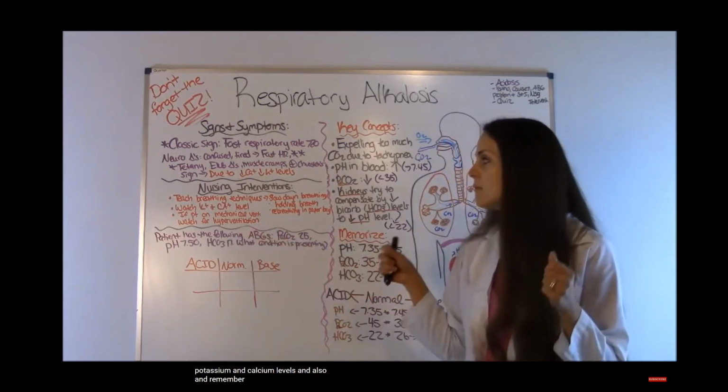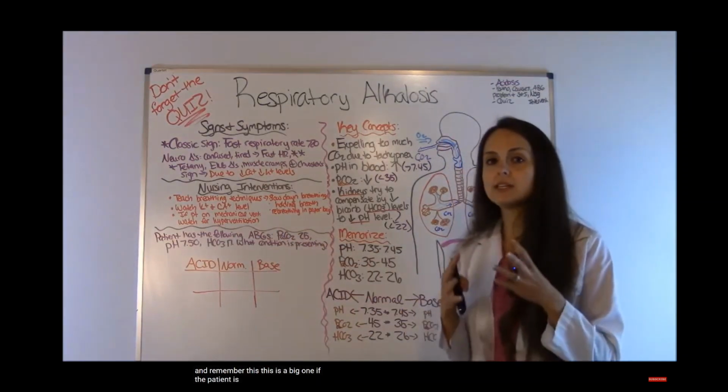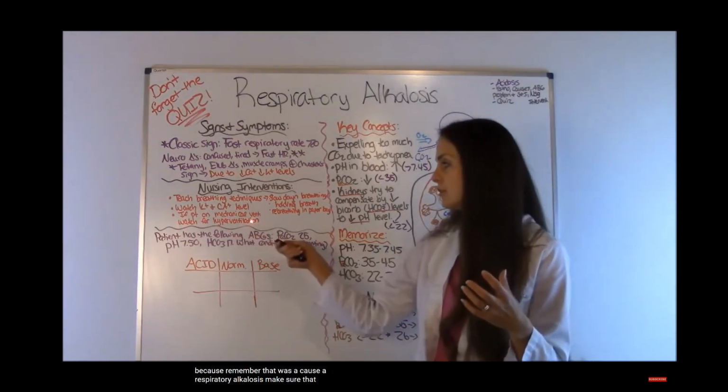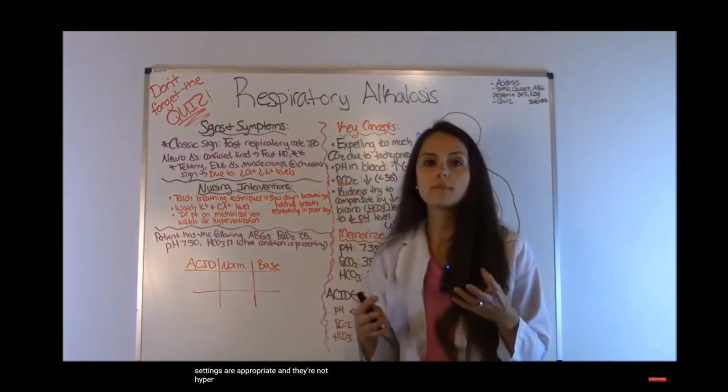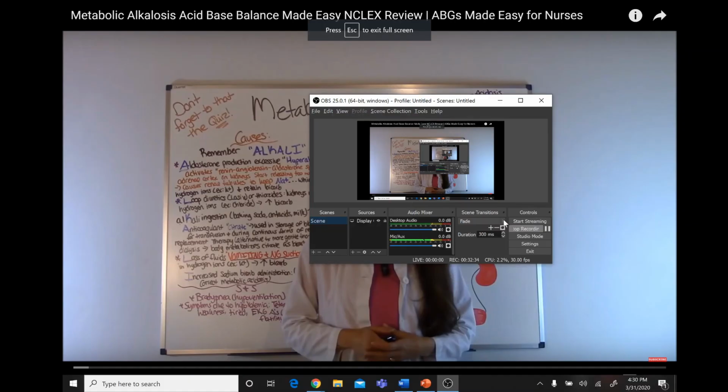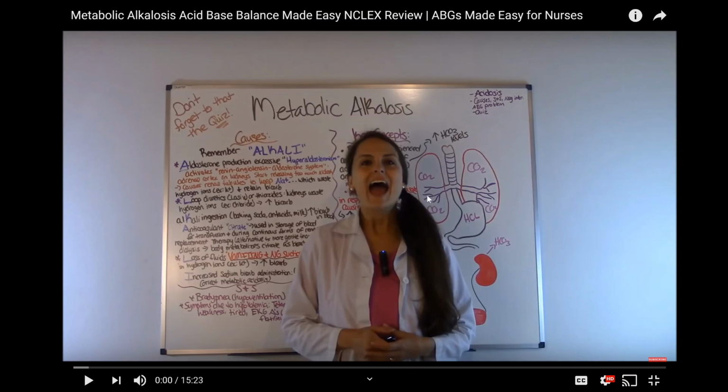And also, remember this is a big one. If the patient is on mechanical ventilation, because remember that was a cause of respiratory alkalosis, make sure that the settings are appropriate and they're not hyperventilating. So you'll want to watch out for that. Now we can finally go over the last one. Here we go, metabolic alkalosis.